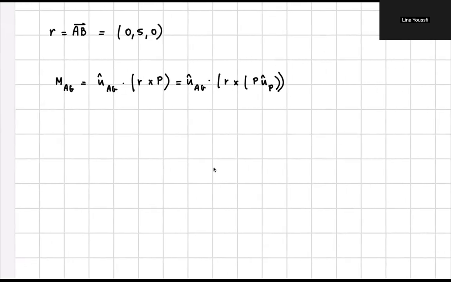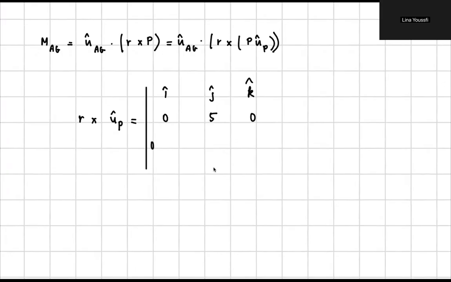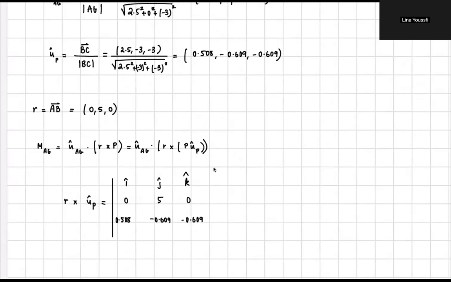So we're going to set it up kind of how the previous problem was set up with taking the cross product. And that's just going to be setting up I, J, and K. And then here we have 0, 5, 0 for our vector, basically the distance AB. And then here we're going to have 0.508, -0.609, and -0.609. And that's going to be our unit vector for the force P.